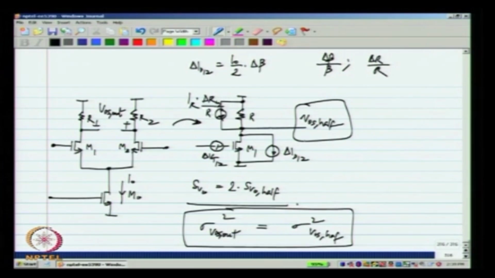Okay. So, because of this we do not get the factor of half, and this is the way the mismatch is normally specified. The process people measure a large number of pairs of identical devices and characterize the mismatch between them. So, what you have in the process data sheets is the mismatch between two nominally identical devices. So, again, by simply doing the half circuit analysis you can find out the offset voltage.